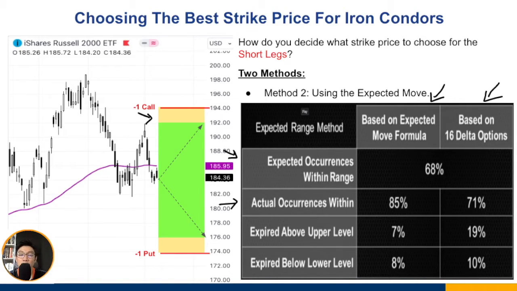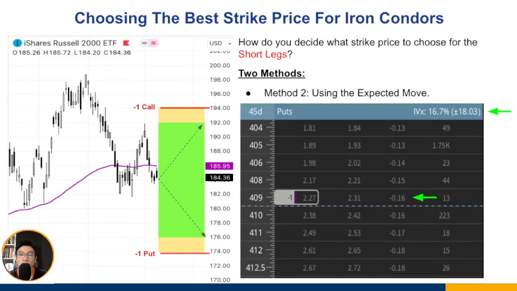So you might be wondering, how do you choose the strike price based on the expected move? You do not actually have to calculate this yourself, because if you were to open up your option chain, you already see it at the top right-hand corner. So you can see down here, there's this number plus minus 18.03. So basically this is the range, right?